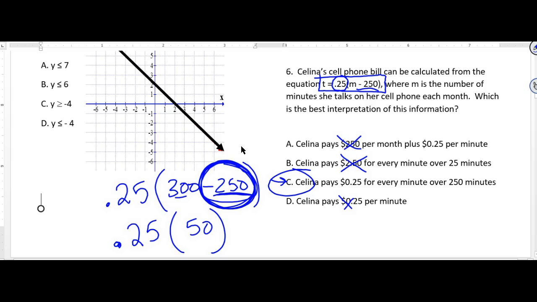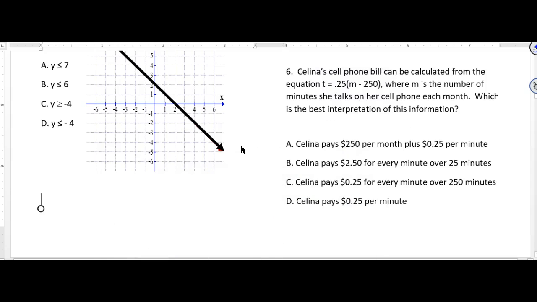That is kind of hard to see. Just looking at this equation, it's hard to tell what that really means. Make up some numbers and plug them in, though. When I plugged in 300, it kind of all became clear that you're subtracting away those free 250 minutes. You're only paying for the 50 that you went over. So, plug in some numbers.